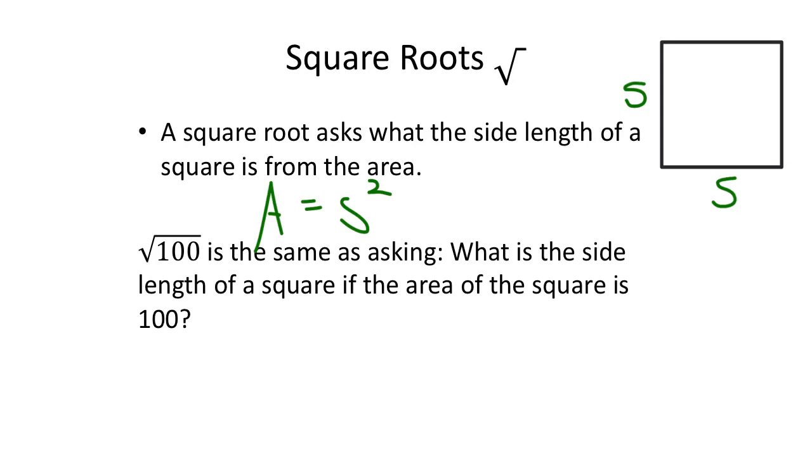Area equals side length to the power of 2. So side length times side length. Now again, the main thing we need to remember is that the side length is the same, instead of it being like a regular rectangle where it's length times width.